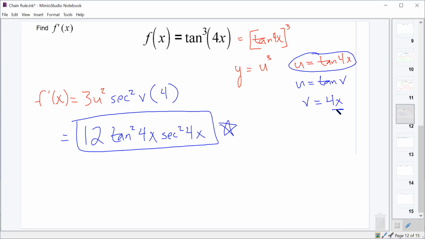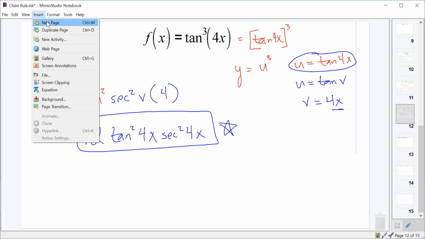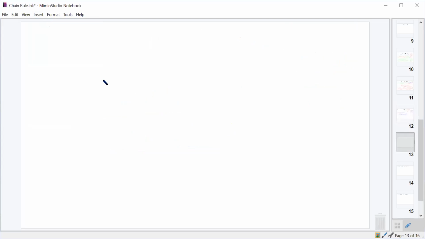Yeah, no problem. Should we do another one of these? Let's do another one where it's a composition within a composition. I wasn't going to, but it sounds like you guys are having a little trouble, so let's do that. Let's do y is equal to the square root of sine of x squared. And we want to find what is y prime. What's the derivative of y?